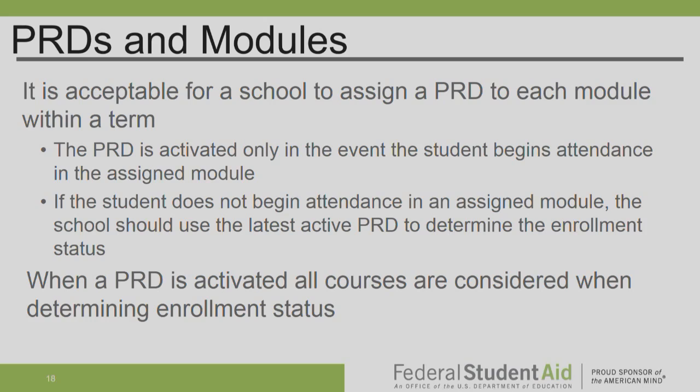It's that last one, and this one will be shocking to many of you, so let it sink in. When a Pell recalculation date is activated, I don't care if it has a relationship with the module, right? It is for all courses that have been added and dropped up to that activated Pell recalculation date when determining enrollment status. Okay, this will be fun to go through some examples.